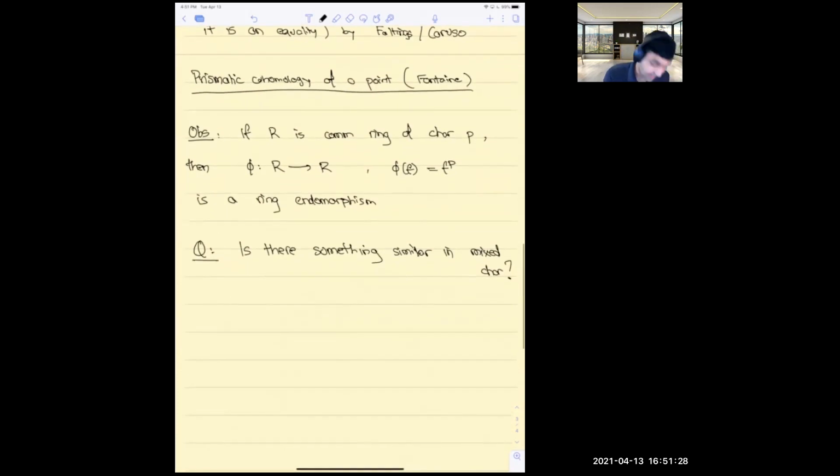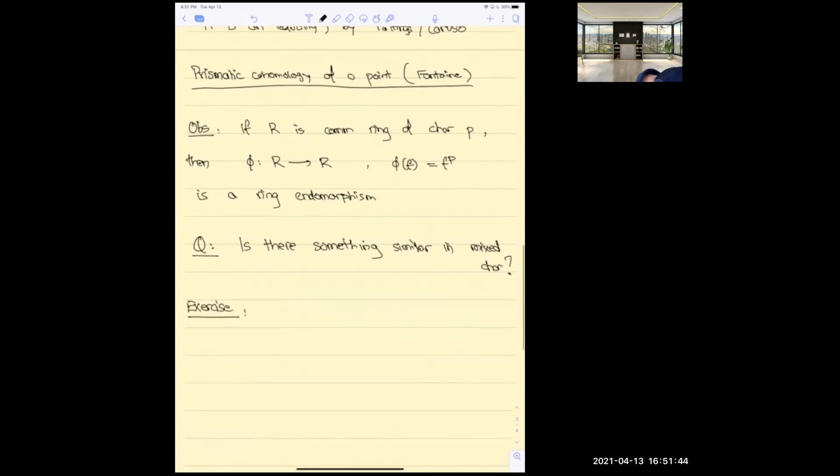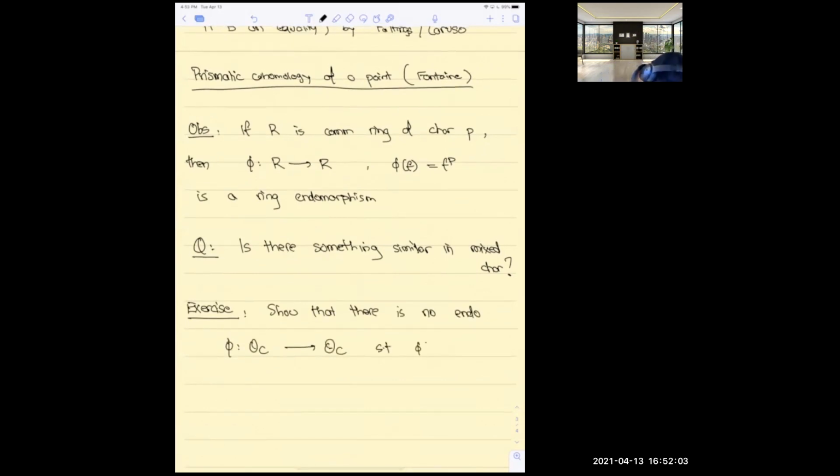Okay, so the answer is obviously no, because if there was something this basic available in mathematics, everyone would have heard about it. But let me just give you an exercise if you're so inclined. The exercise is to show the following statement is false, or it's a non-existent statement. The exercise is to show that there is no endomorphism phi from this ring O_C that I've been talking about to itself with the property that phi of f is congruent to f to the p mod p.